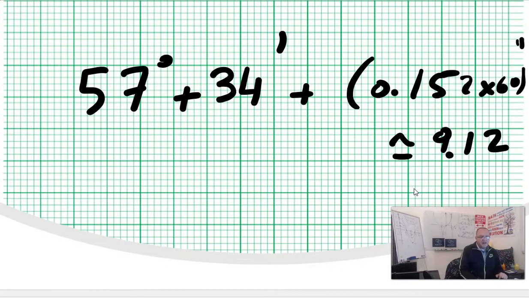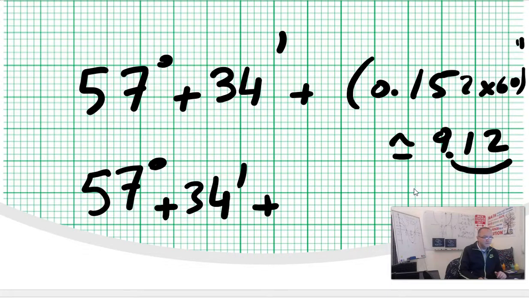So I don't want to take that 12, because that's a fraction of a second. They want me to write it as degrees, minutes, and seconds. So all I can do is come back here and write 57 degrees plus 34 minutes plus approximately 9 seconds. Okay? I don't care about this, because they don't want the fraction of the second, the tenth of a second. They just said write it in degrees, minutes, and seconds, and that's what you get in most of your tests. They don't want the fraction of the second.